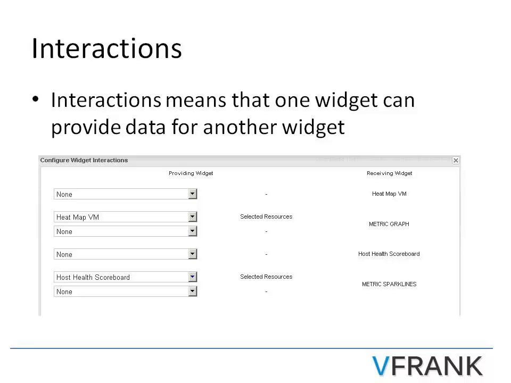And it's actually very simple. You go and find your widget, you configure it, and then you say, my metric graph will get the data from the heat map VM. And my metric spark lines will get my data from what I selected in my host health scoreboard. So creating these interactions is very simple in the simplest form.